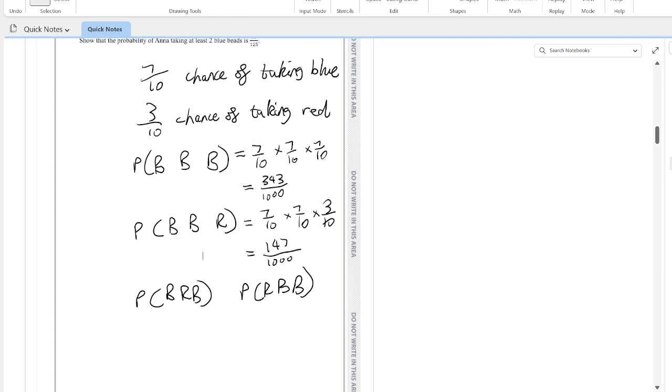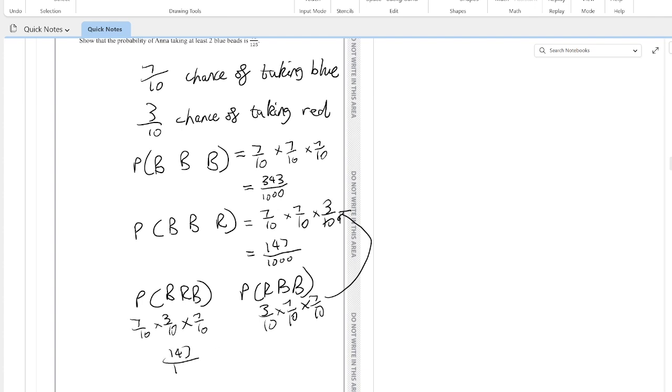If you notice that this is 7 over 10 times 3 over 10 times 7 over 10, and this is 3 over 10 times 7 over 10 times 7 over 10, you notice that this is exactly the same as this, except the numbers are in a different order. But as we know, multiplication doesn't depend on the order, so these are both 147 over 1000.